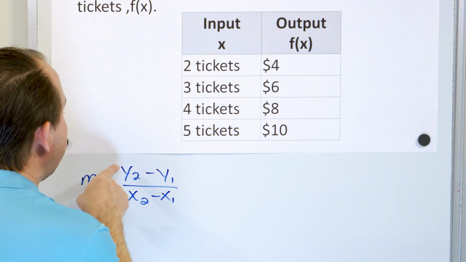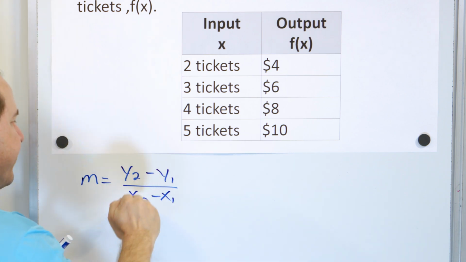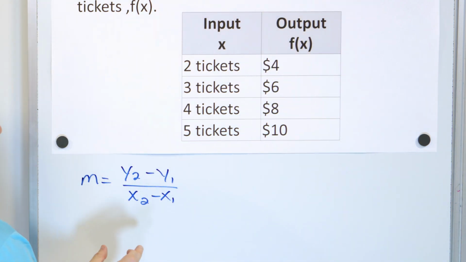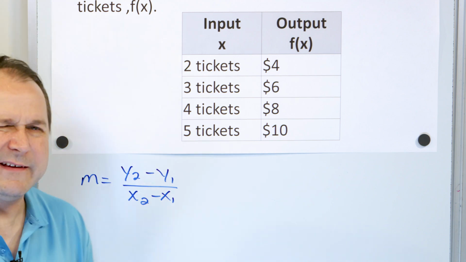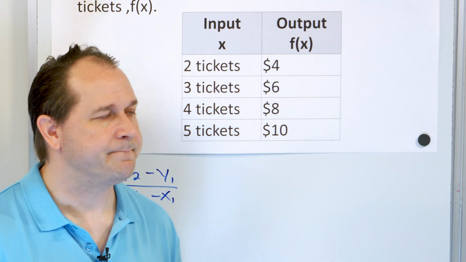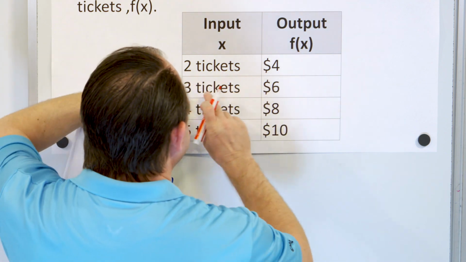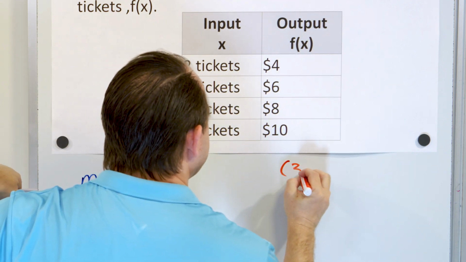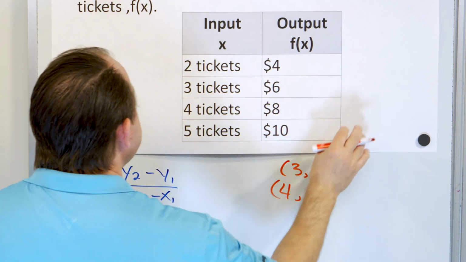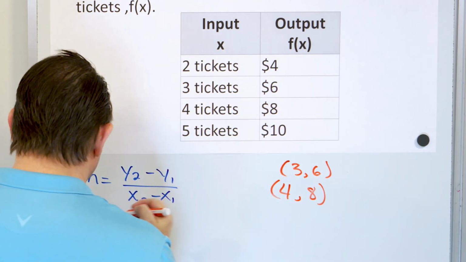All this means is how fast is the output going up, meaning we subtract the output values to figure out how much the output goes up. The output in this case is dollars. And we compare that by division to how fast the input is going up. This is rise over run. How fast is the output going up compared to how fast is the input going up? And we can use whatever points we want. Let's use these 2 points here. This is 3, 6, so I'll just put over here 3, 6, and 4, 8, like this. And it also doesn't matter which way you do the subtraction as long as you are consistent. So let's put it in there.